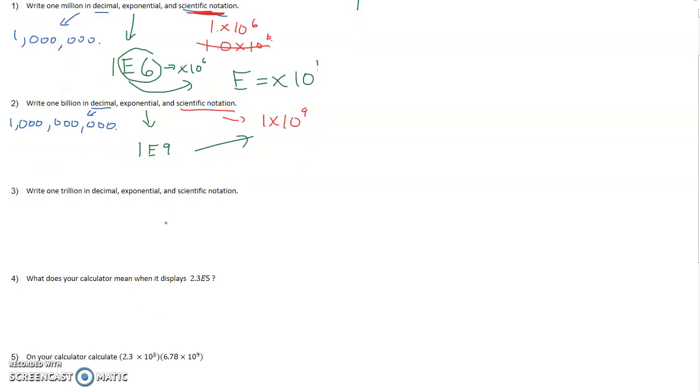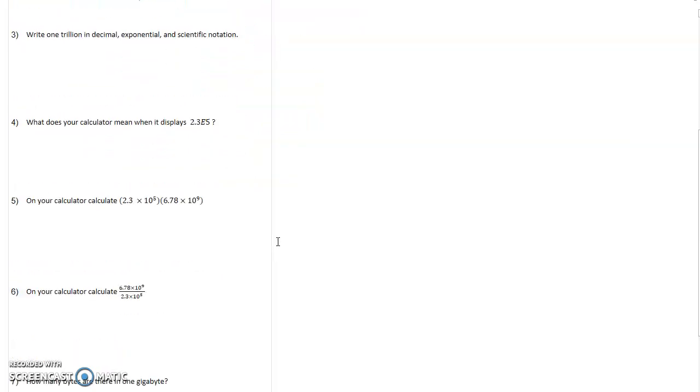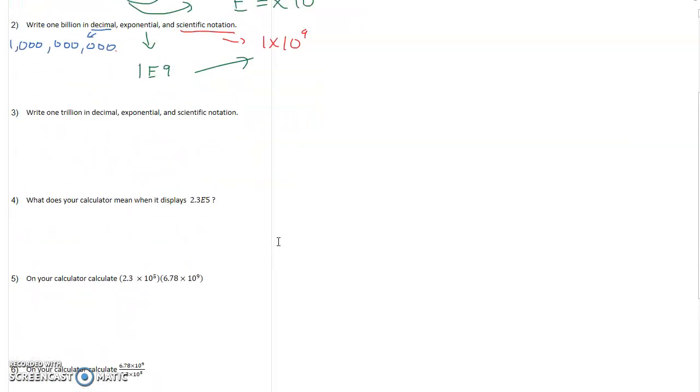Write 1 trillion in decimal, exponential, and scientific notation. So 1 trillion, we're just going to have to add another set of zeros. So here's 1,000, here's 1 million, here's 1 billion, and here would be 1 trillion. I'm running out of room here, but the decimal notation would be right here.